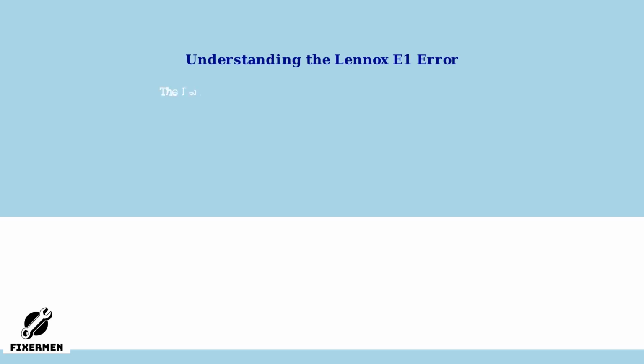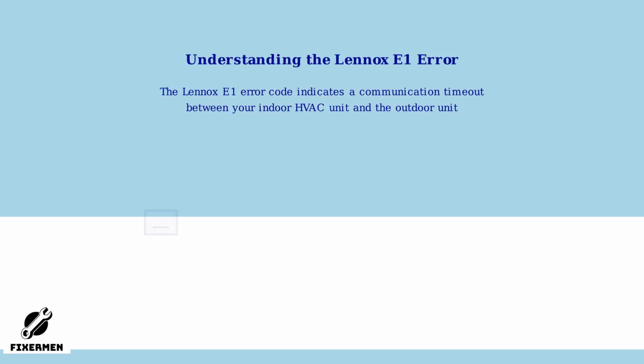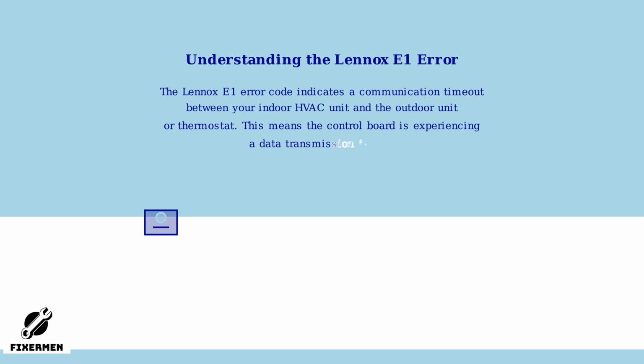The Lennox E1 error code indicates a communication timeout between your indoor HVAC unit, such as an air handler or furnace, and the outdoor unit, which is the condenser, or even the thermostat. This error means the control board is experiencing a data transmission failure, preventing proper communication between these components.